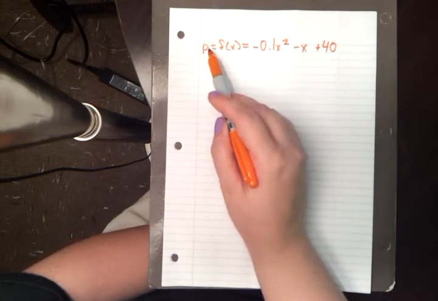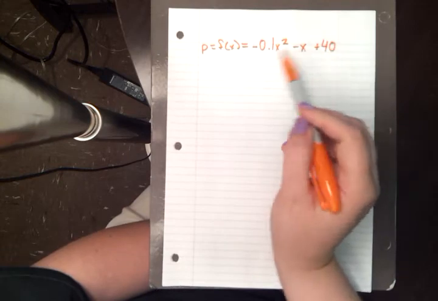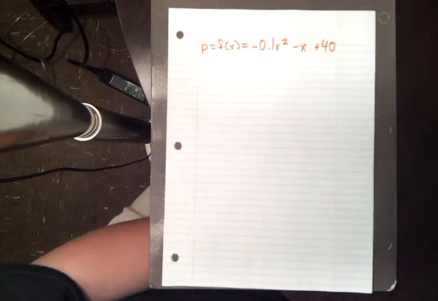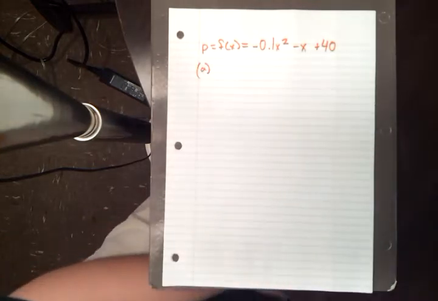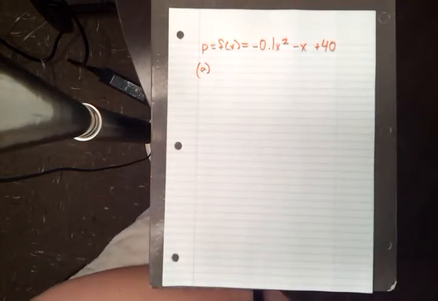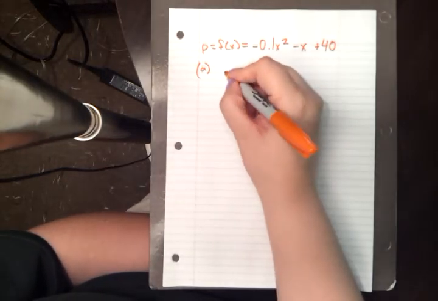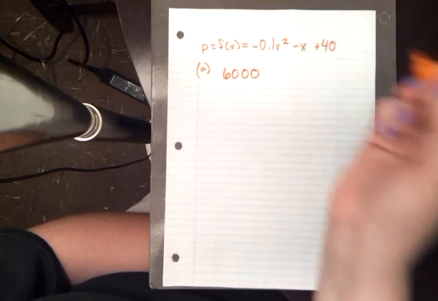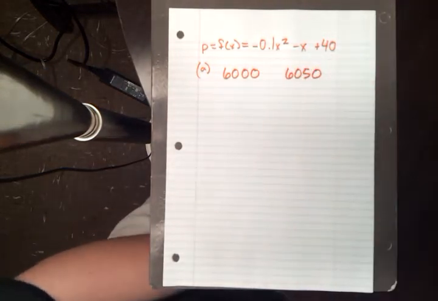So if they said the demand this month was 1,000 tents, you would plug in 1,000, and that would tell you what the price per tent was. But what they're actually asking us in part A is for the average rate of change in the unit price of a tent if the quantity demanded is between the following intervals. Let's do the first interval first. They give us 6,000 and 6,050 tents, and they want us to find the average rate of change.